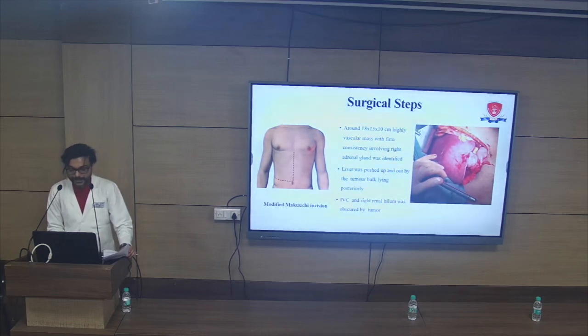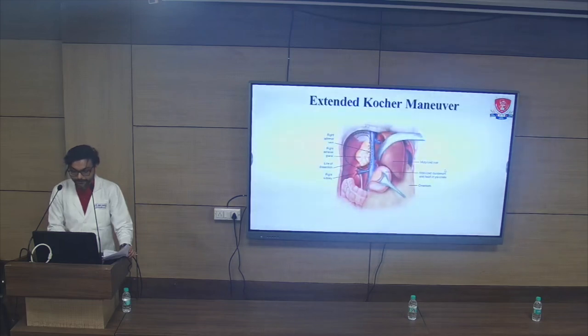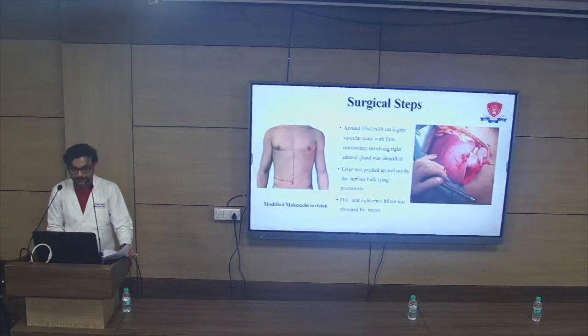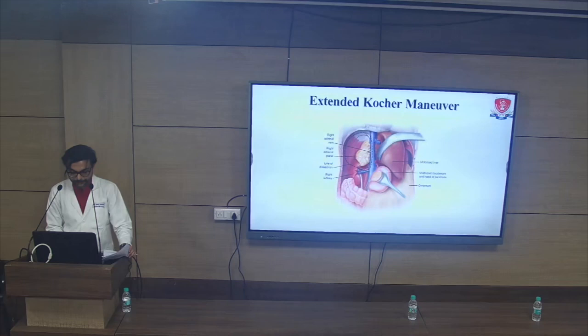An 18 x 15 x 10 centimeter highly vascular mass with firm consistency, involving the right adrenal gland, was identified. Due to this large mass, the liver was pushed up and out. The IVC and the right renal hilum were obscured by the tumor. There is no evidence of disease in any other abdominal organ or the peritoneum. There is no evidence of free fluid in the abdominal cavity.